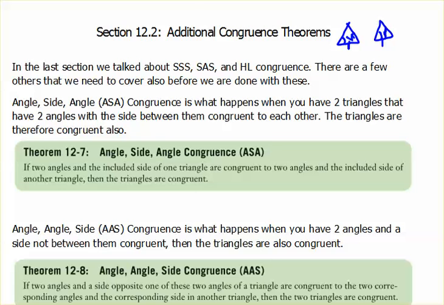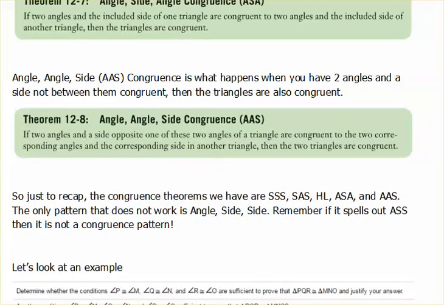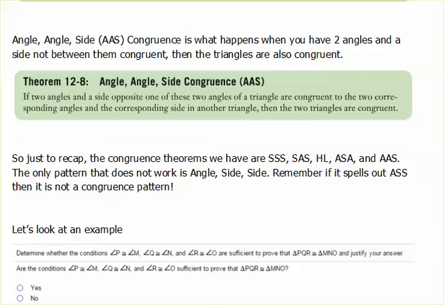Now we also have another one that is angle, angle, side congruence, and in this case, you have two angles and a side that's not between them, that's beside them. So if two angles and a side opposite one of these two angles of a triangle are congruent to the two corresponding angles and the corresponding side in another triangle, then the two triangles are congruent.